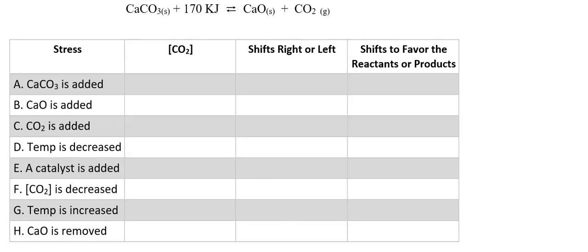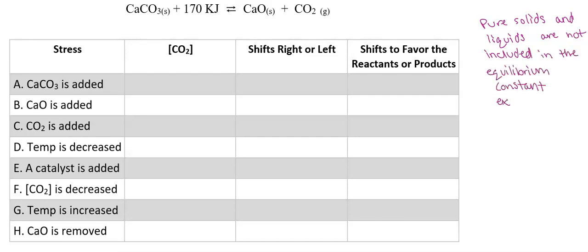And something to know is that pure solids and liquids are not included in the equilibrium constant expression. So knowing that, we can already identify that we have two solids and that they are not going to be included in the shift, or whether it favors the reactants or products.